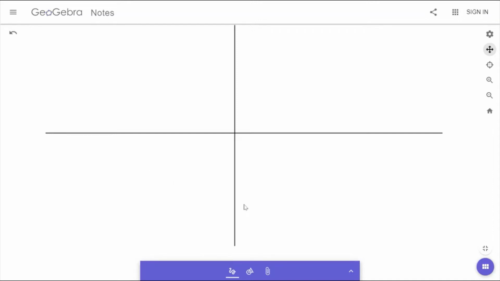Okay, so we're live now. So consider this graph, no? Consider this plane as the xy plane or the rectangular coordinate plane. By the way, am I clearly heard by everybody?